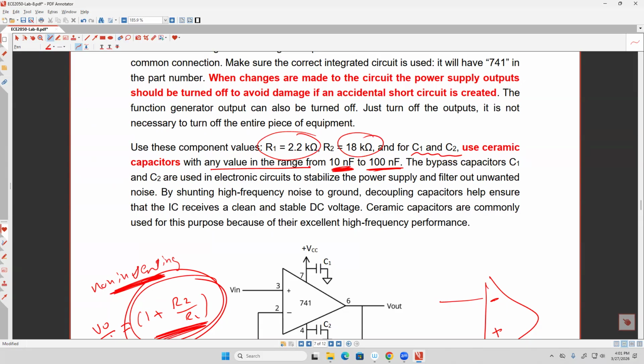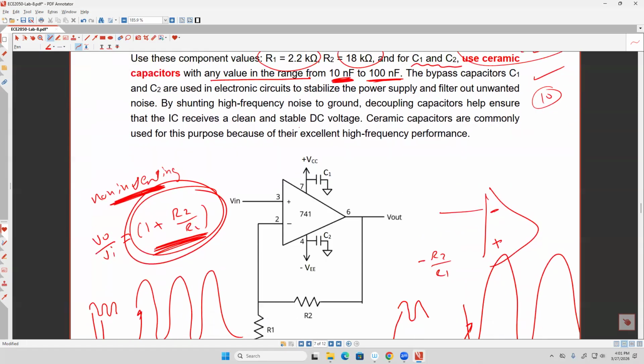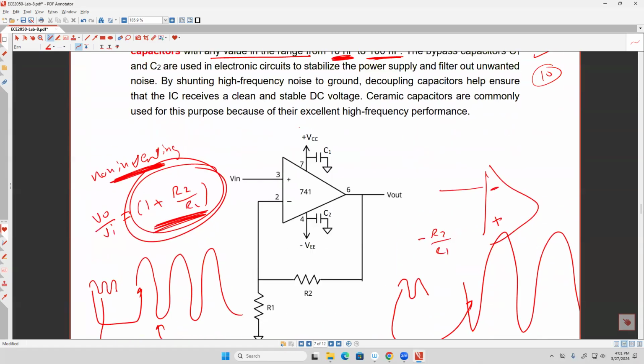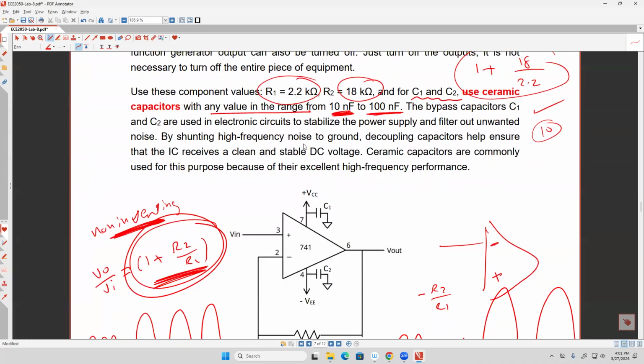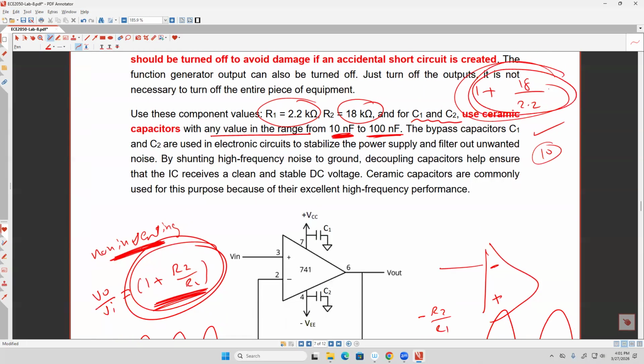18 for the feedback resistor and 2.2. That means the gain should be 1 plus 18 divided by 2.2. So whatever value you get should be very close to 10, because 18 divided by 2 is 9. Anyway, you need to see. So this also, you need to verify. You need to calculate this gain and verify it. How can I verify it?